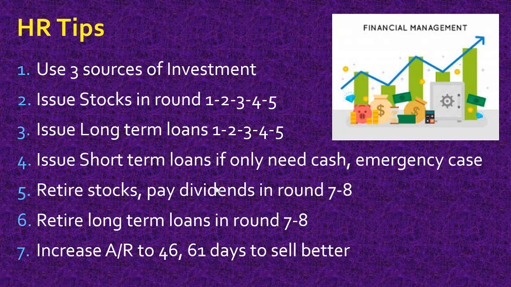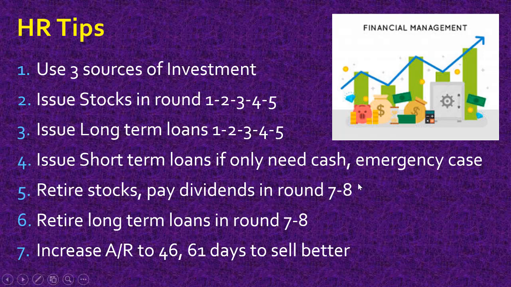Again, here is a finance tip, right? We use resources of investment. Issue stock in rounds 1 to 3, maybe 4 and 5 if needed. Issue long-term loans from rounds 1 to 3, maybe 4 and 5 if needed. And only use short-term if we need cash. For example, in an emergency case, if competition is very hard, we do not get enough sales and get some loss, we can use short-term loans only if needed.